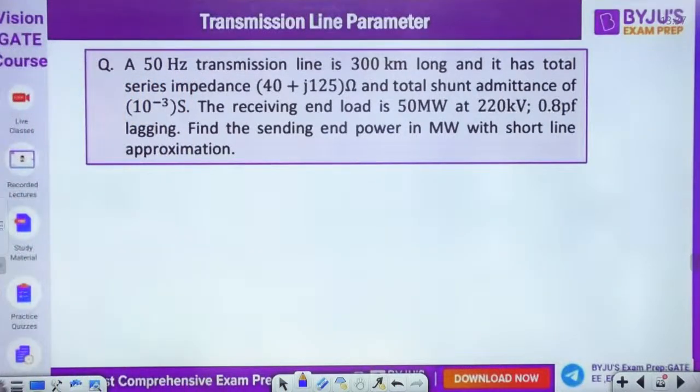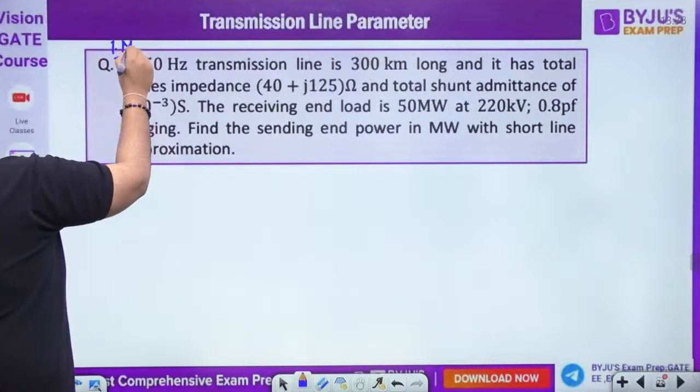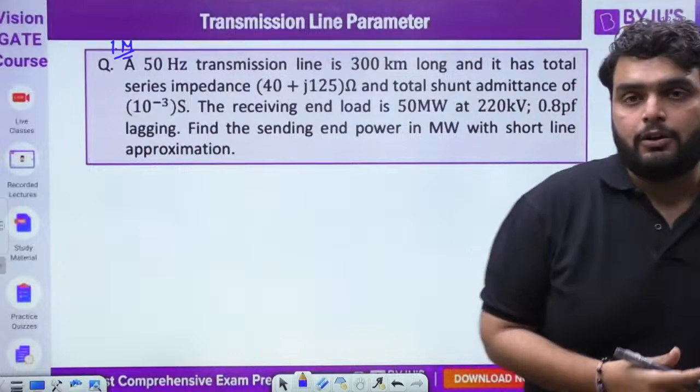ना क्वेश्चन इजी है ये, क्वेश्चन ध्यान से रीड करो. A 50 Hz transmission line is 300 km long and it has total series impedance and the shunt admittance. The receiving end load is 50 megawatt at this and this. Find the sending end power factor in megawatt with short transmission line. With a short transmission line. If you see, this is also a 1 mark question if the paper is difficult. If the paper is easy, then it can also come for 2 mark question.